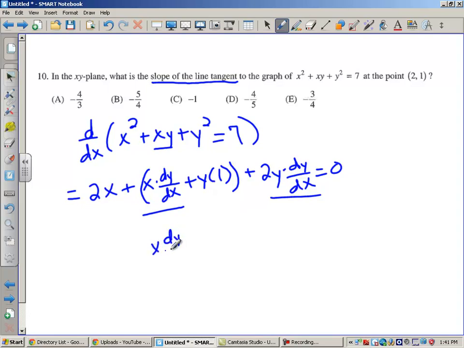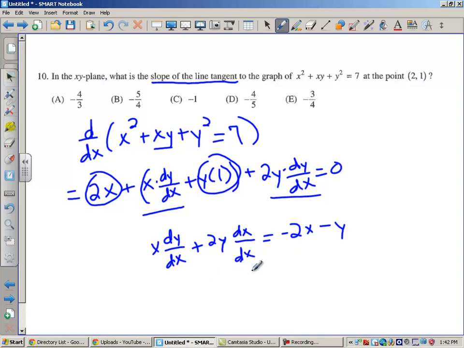x times dy dx plus 2y times dy dx is going to equal negative 2x minus y. So what I've done is I've taken the 2x and the y to the other side. Then I'll factor out a dy dx, which will have x plus 2y left over.